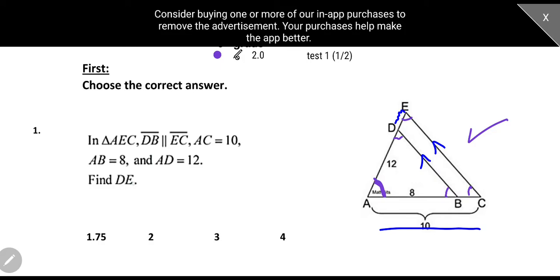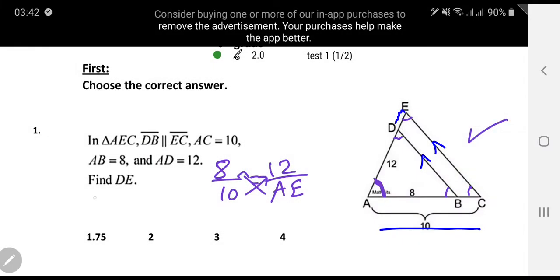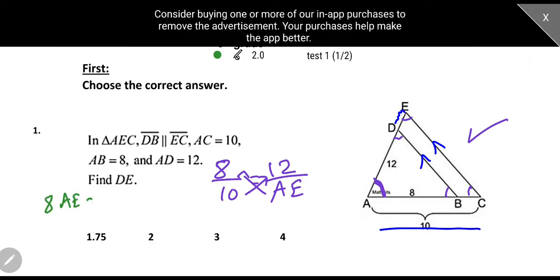How could we find DE? We will use the ratio between the sides. I'll put AB, the small one, 8, over AC, which is 10, equal to AD, which is 12, over AE. Then I will do cross multiplying: 8 AE equals 10 times 12. Then I'll divide by 8. So AE will be 15.